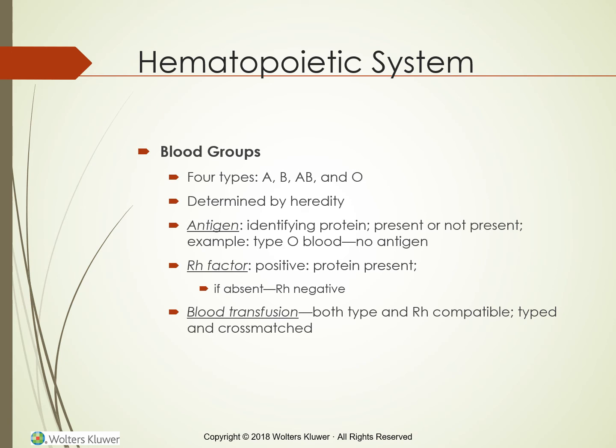The Rh factor is a specific protein on the red blood cell membrane. If the protein is present, the person is Rh positive. If the protein is absent, the person is Rh negative. When blood is transfused, donor blood must be both type and Rh compatible with the recipient's blood. The donor's blood is typed and labeled at the time of donation.